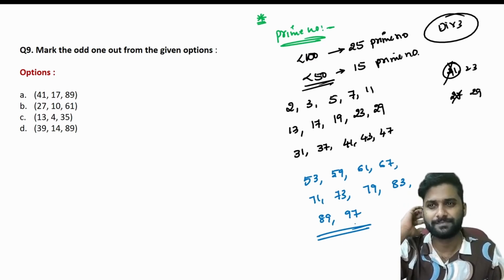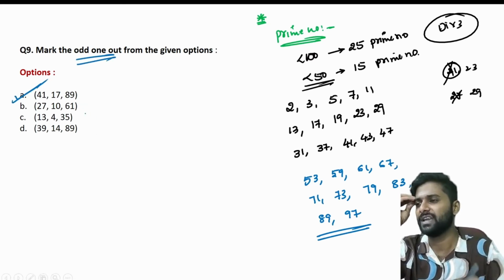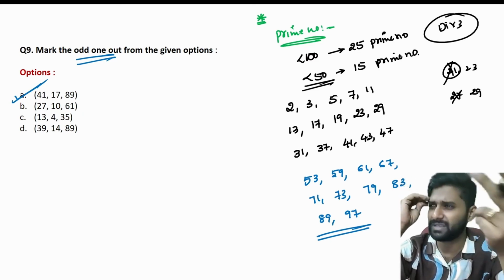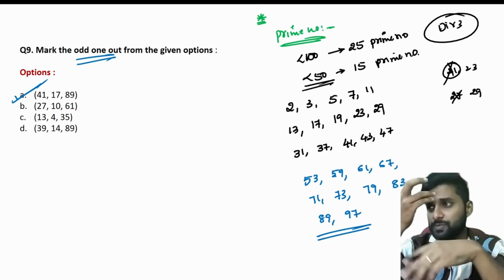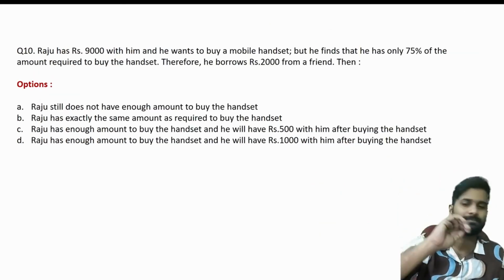Is it clear? Now check it out. If you see all the options, one is completely different. Odd one out means three are similar and one is completely different. In the remaining three options, there are two prime numbers and one non-prime number. But in the first option, all three numbers are prime numbers. That's why that's the odd one out. Next one.